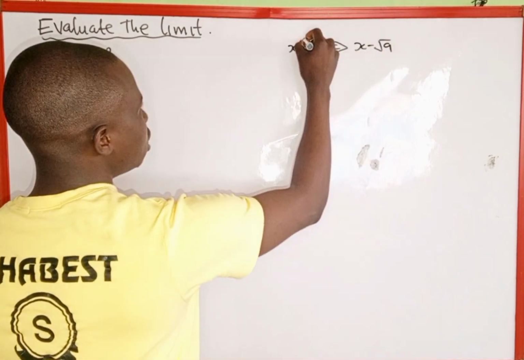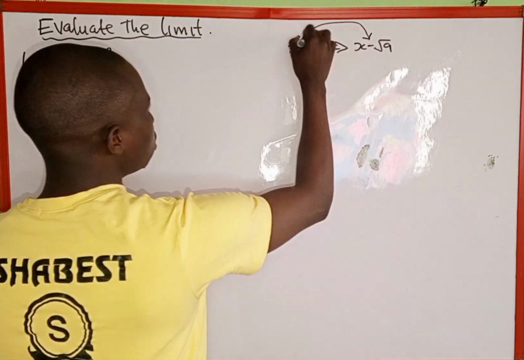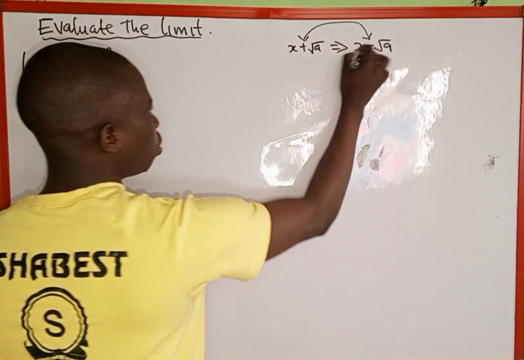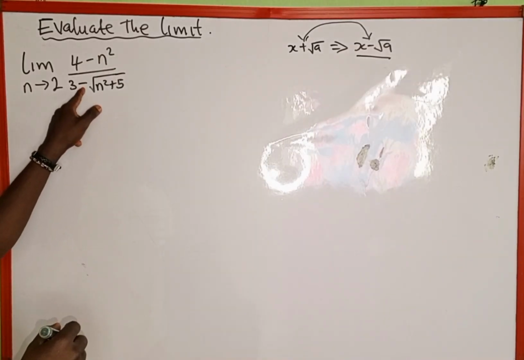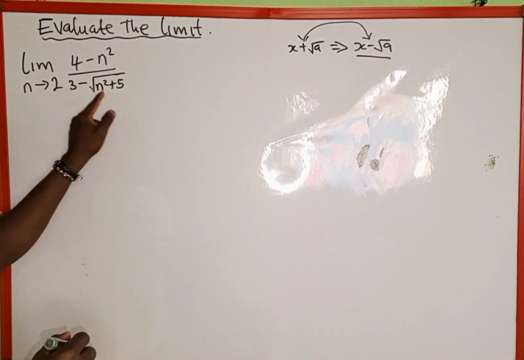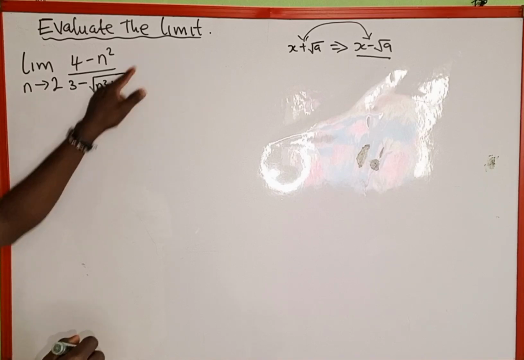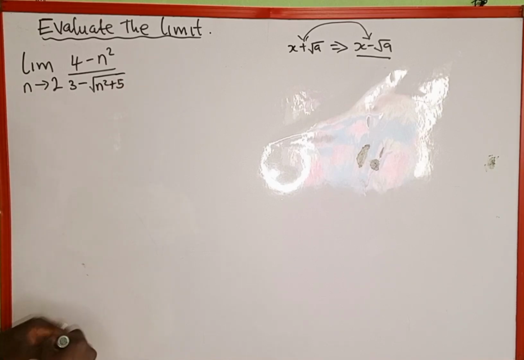What do you notice here? Just the operation that changes. The positive changes to minus. This is what we call a conjugate. We are going to multiply by 3, then this minus is going to change to plus square root of n squared plus 5, then divided by 3 plus square root of n squared plus 5.